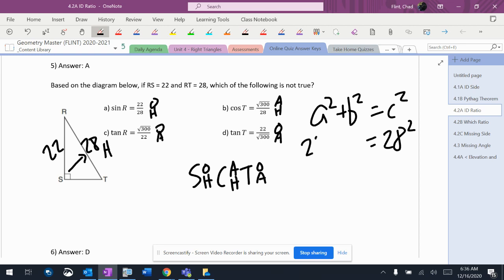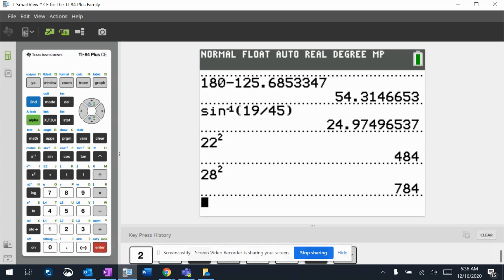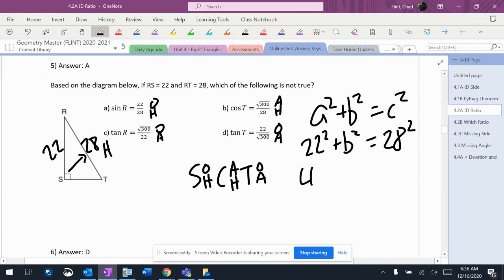So that's 28 squared because that's the hypotenuse. You can use the Pythagorean theorem. And then I'm going to carefully work out 484 and 784. 484 plus b squared equals 784.